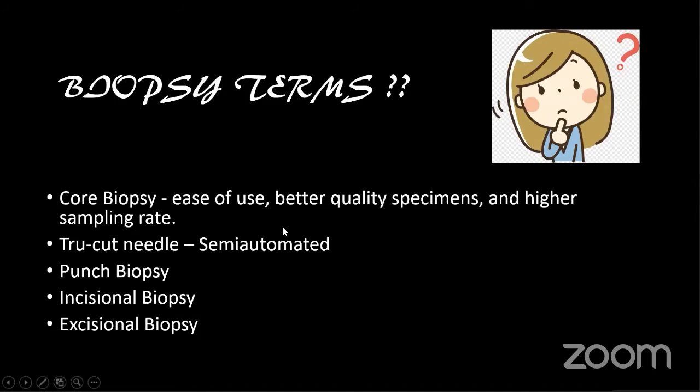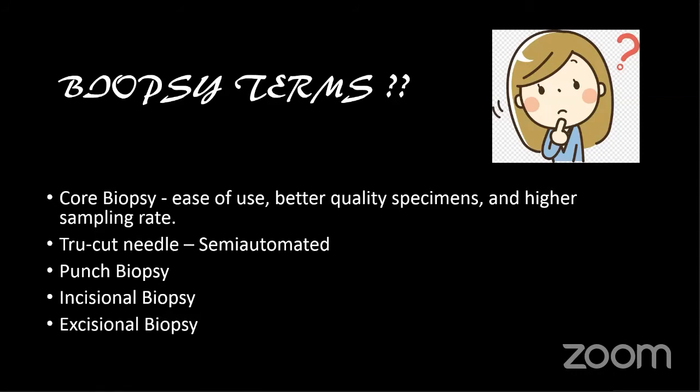So a little bit about what is core biopsy. Core biopsy is performed with an automatic spring-loaded gun, which is introduced into the mass or the target, and then its automatic spring-loaded mechanism cuts through the lesion. And we obtain a core of tissue from inside that mass. And what is true cut biopsy? True cut biopsy is also a sort of core biopsy, but the true cut needle is a semi-automatic gun.